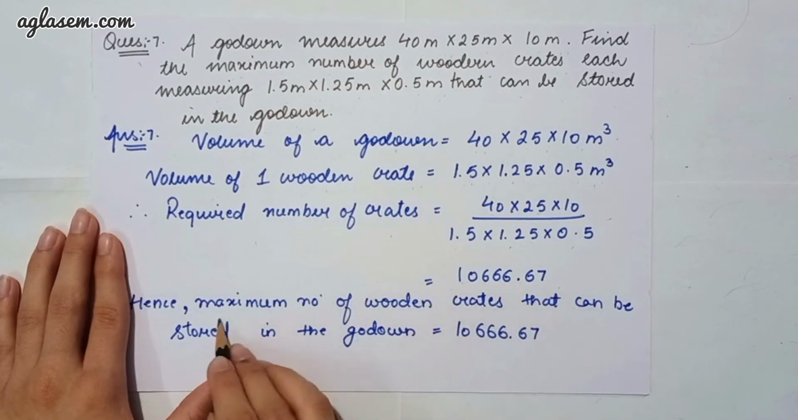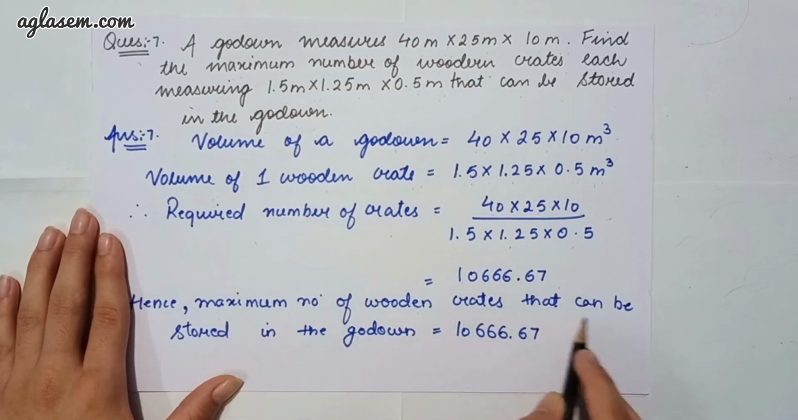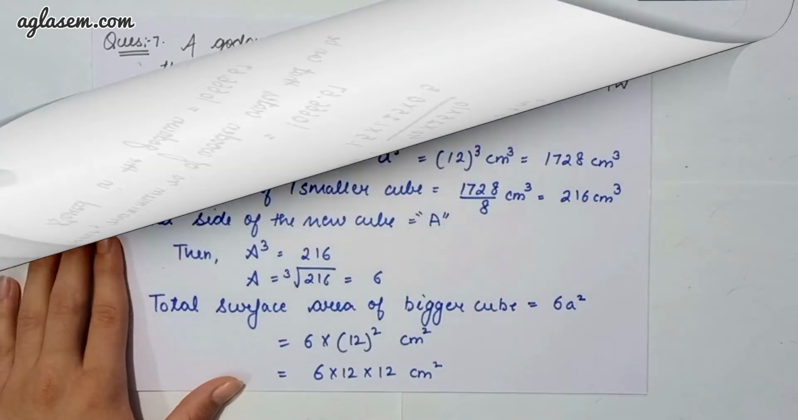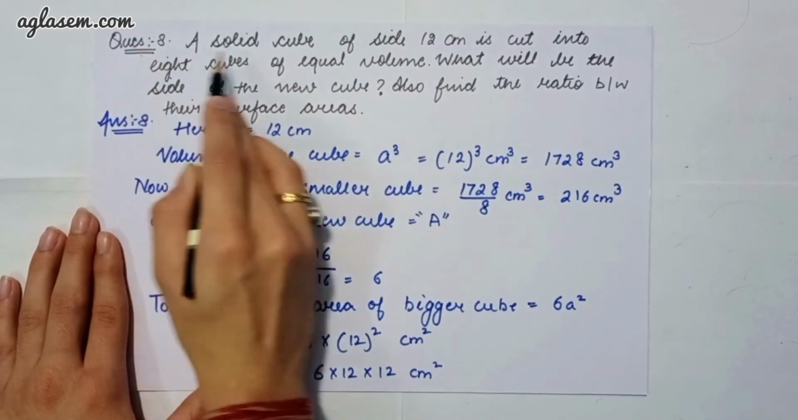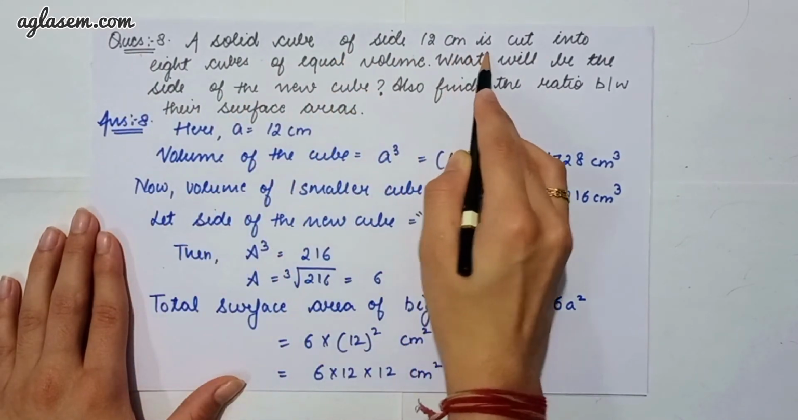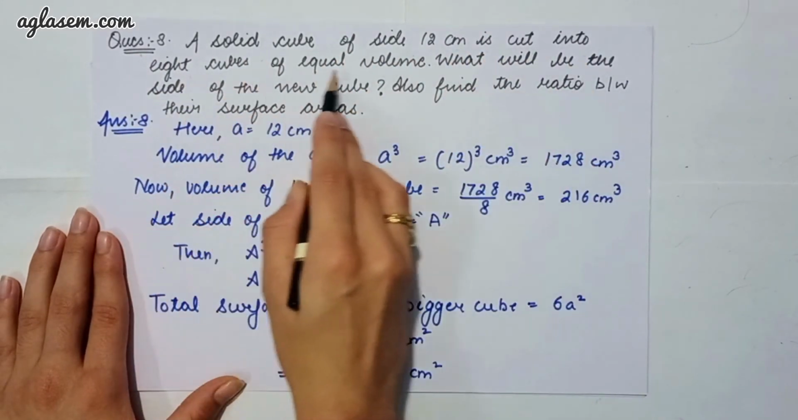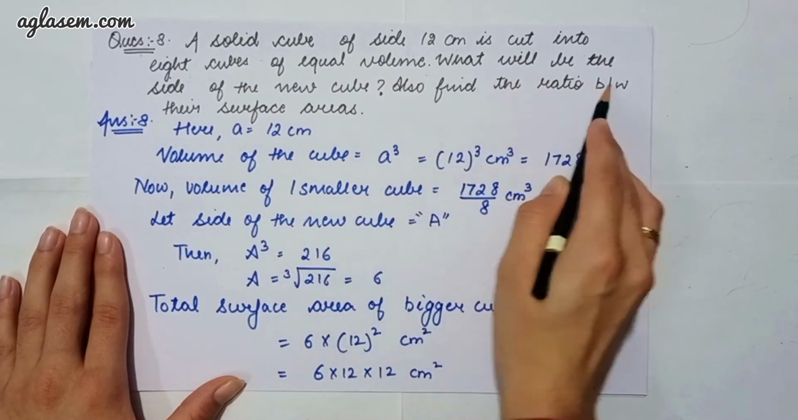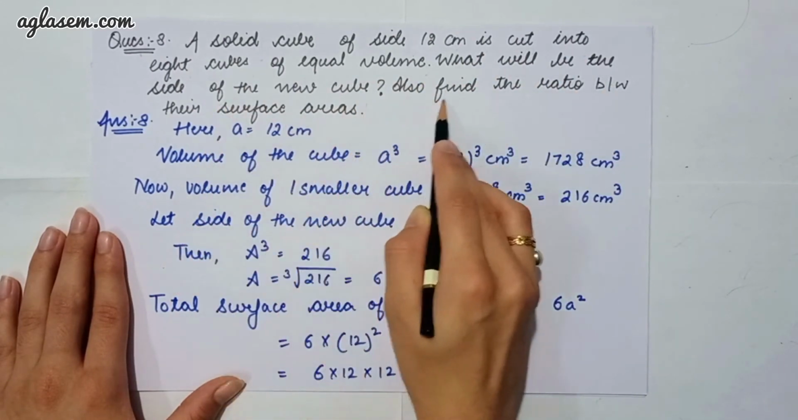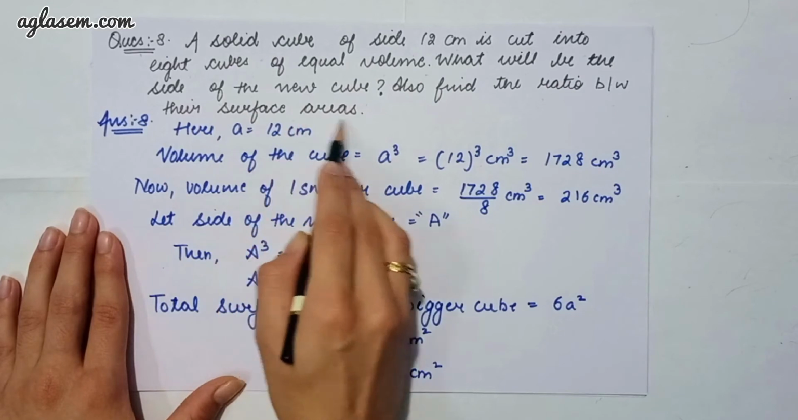10666.67. Hence the maximum number of wooden crates that can be stored in the godown is equal to 10666.67. Moving to question number 8, which says a solid cube of side 12 cm is cut into 8 cubes of equal volume. What will be the side of a new cube? Also find the ratio between their surface area.